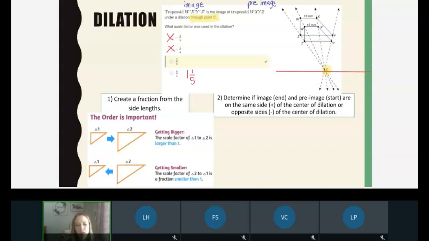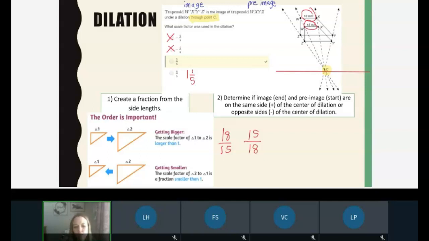If you didn't have multiple choice, what you would do to get that fraction is you would take the numbers, find some matching numbers. So we see on this picture 18 and 15. So make two fractions. You could do 18 over 15 or 15 over 18. And then ask yourself, which one of those is going to make it shrink down? Which one of those is going to be smaller than 1?